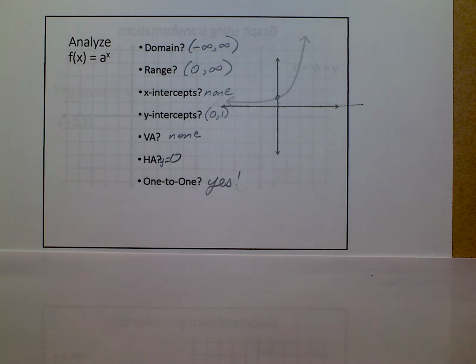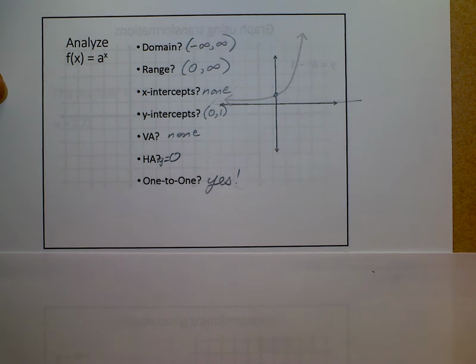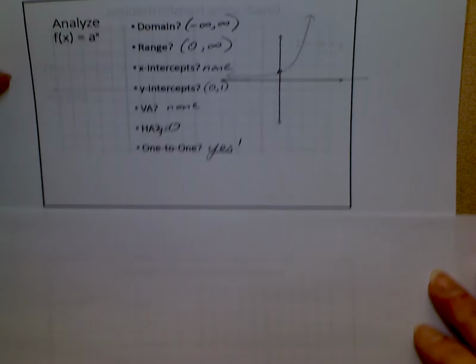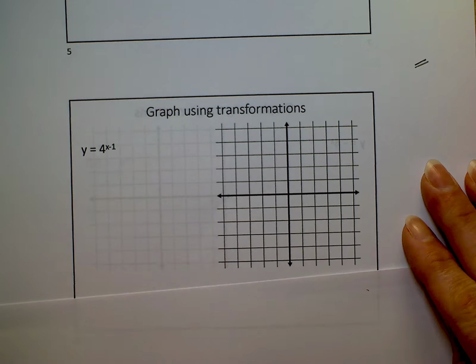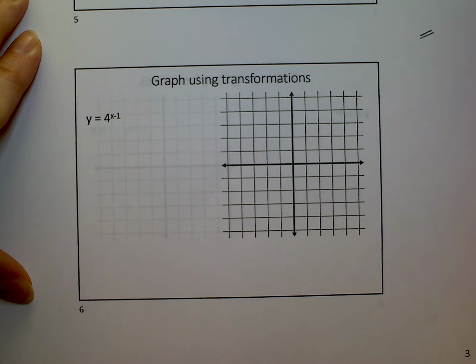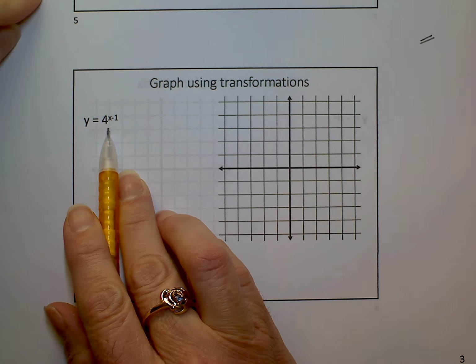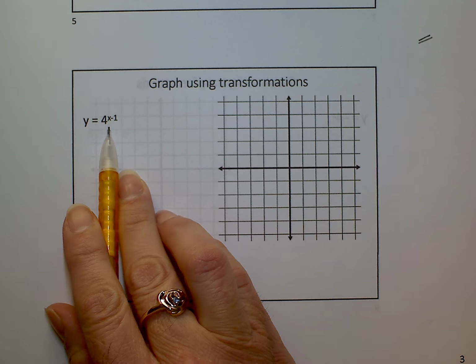Alright, you remember how we got to our basic function, y equals a to the x, but now we're going to be moving it around. We're going to use our transformations to do some graphing too. So, check out this function, y equals 4 to the x minus 1. I know that's kind of tiny. X minus 1 is in the exponent.